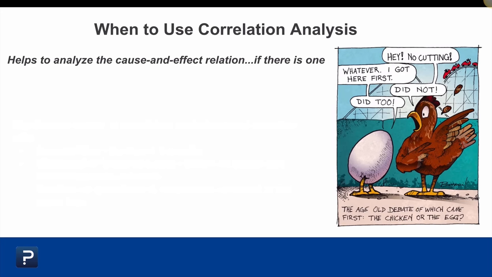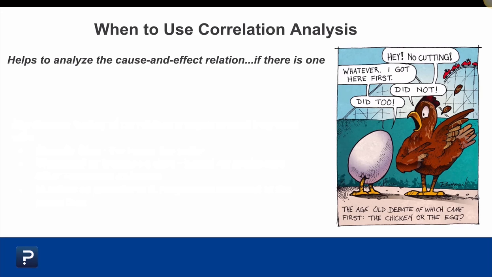The other time to look at correlation analysis is when you want to analyze the cause and effect relationship, if there is one. I feel like this is, again, the greatest debate, next to what came first, the chicken or the egg. So can correlation help find cause and effect? The answer is, and I've looked this up on the internet, asked a few people, and did some research from my school days, possibly, maybe, but mostly no, which I think is kind of funny.